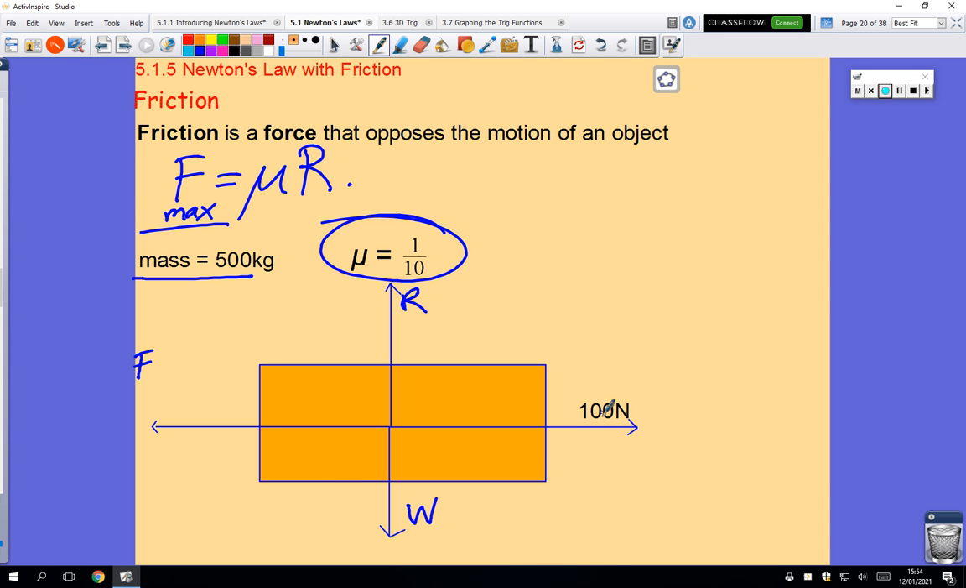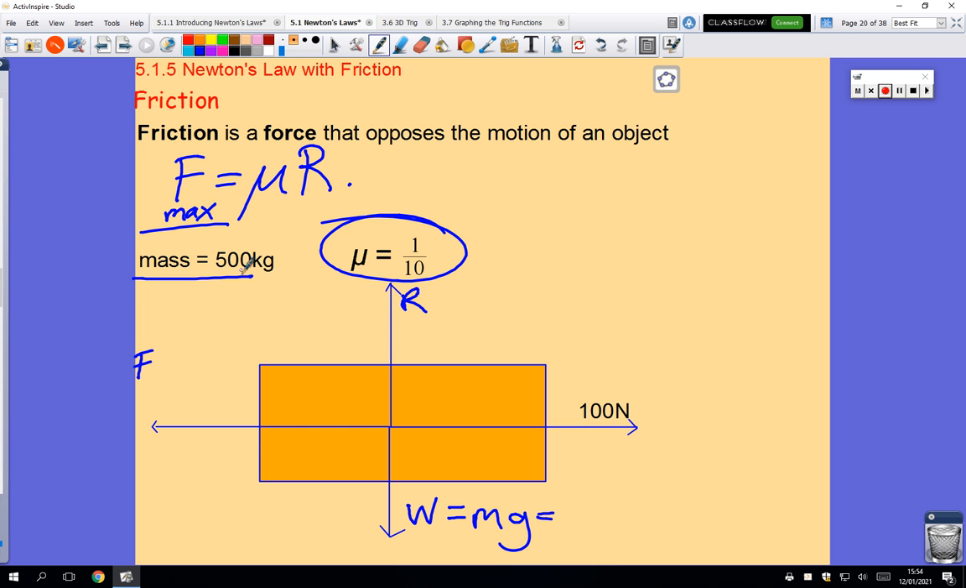So what we have on this object, again, this is just a force diagram. We've got some object here. We have the weight of the object, which is the force exerted on the object by gravity, which is always the mass of the object multiplied by little g.